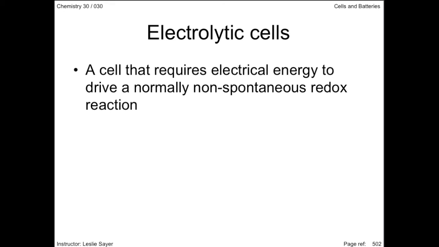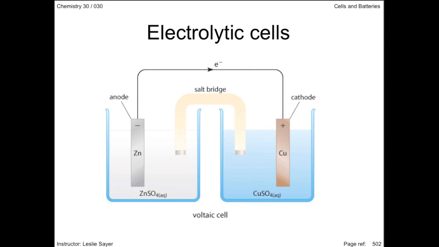Electrolysis, the process that occurs in an electrolytic cell, converts electrical energy into chemical energy, the opposite of a voltaic cell. The redox reaction in a voltaic cell proceeds in one direction. The Daniell cell has an anode where oxidation occurs at the zinc electrode. Reduction occurs at the cathode, the copper electrode.